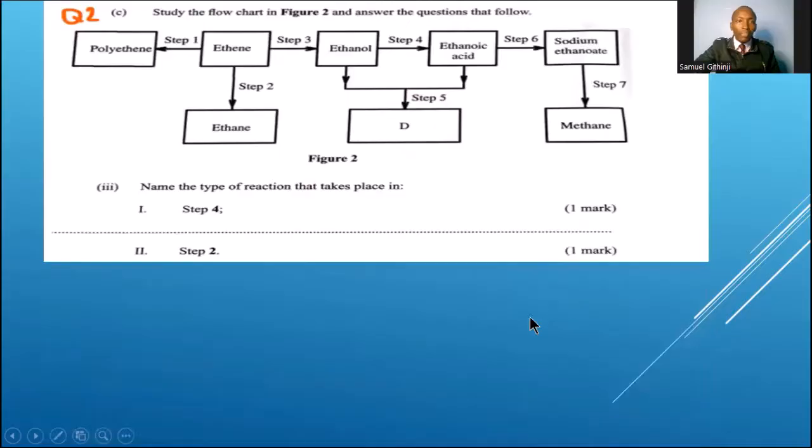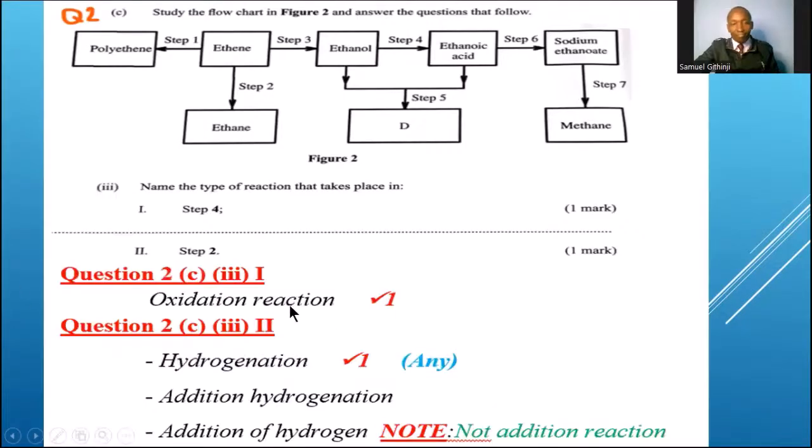Next is part C, Roman 3. The student was to state the type of reaction in step 4 and step 2. Let's go back to the flowchart. Ethanol becoming ethanoic acid. Yes, I think when we were studying we already stated what it is. Then step 2, you have ethene becoming ethane.